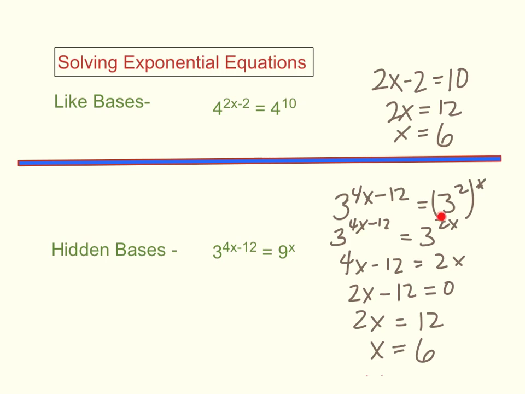So we can actually change that 9 to 3 squared to the x power, which is then 3 to the 2x. And then, since we now have like bases, we can solve the exponents. 4x minus 12 equals 2x, and we solve that, and we get x equals 6.